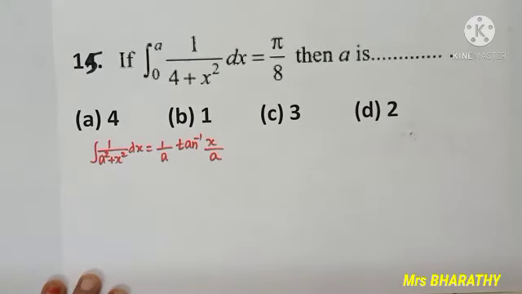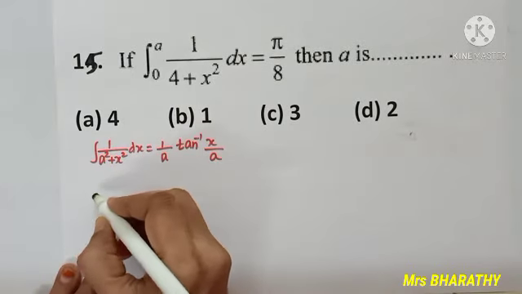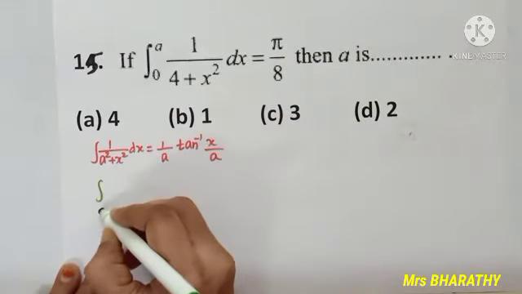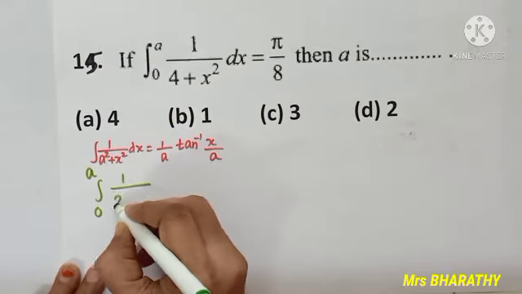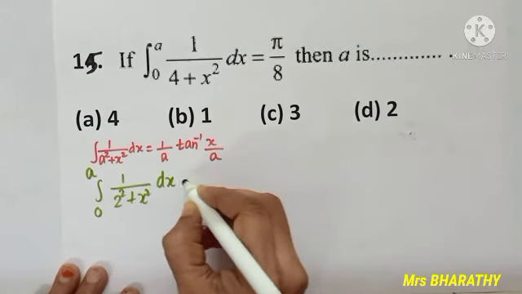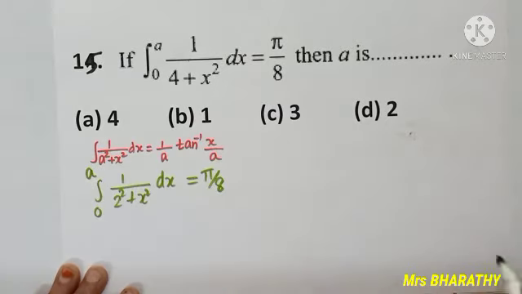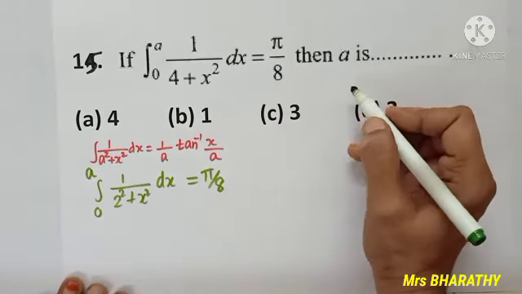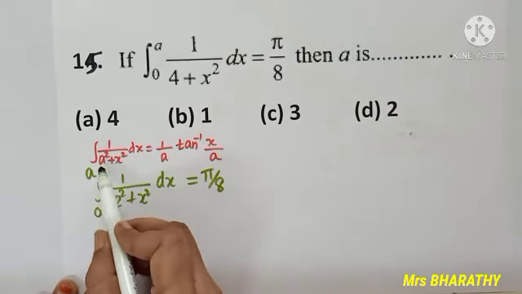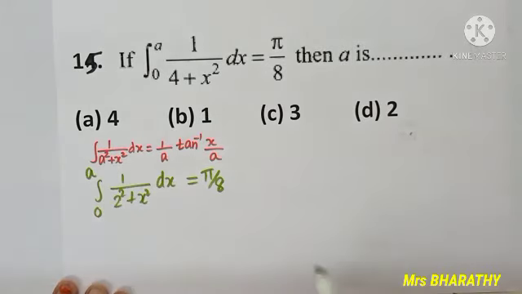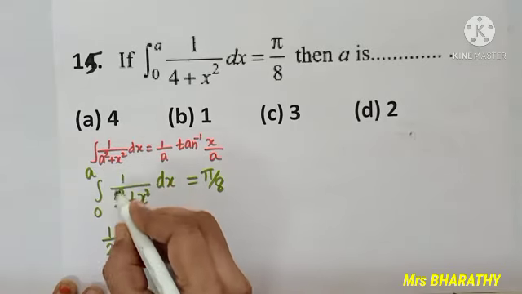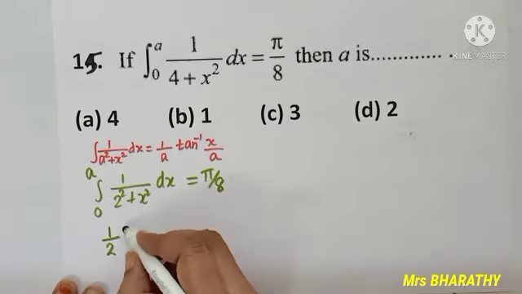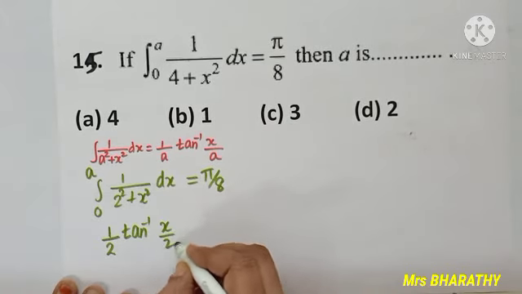Question number 15. If integral 0 to a 1 by 4 plus x square dx is pi by 8, we can rearrange 4 as 2 square plus x square dx, that is given to be pi by 8, and we need to get the value of a. Recall the formula. Integral 1 by a square plus x square dx is 1 by a tan inverse x by a. If I apply it here, it is 1 by 2. A square is 2 square, a is 2. 1 by 2 tan inverse x by 2.